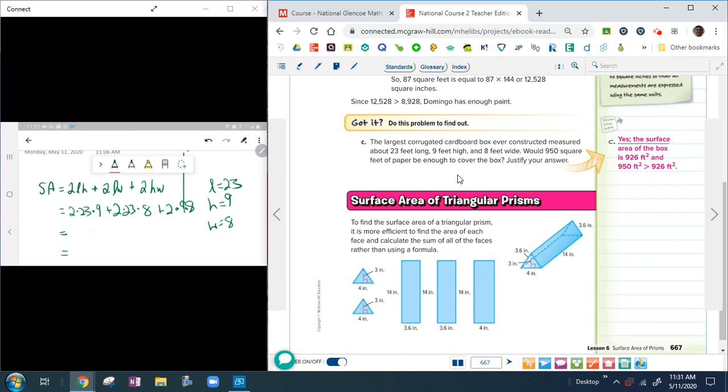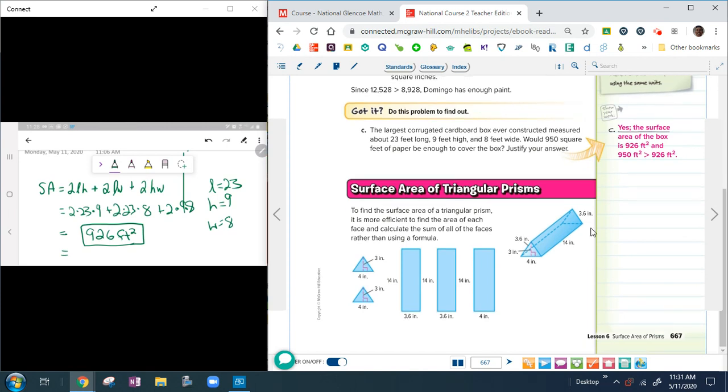So when we add all those up, it comes to 926 feet squared. And they said they had 950 square feet of paper. Don't know where you come up with that much paper, but it looks like the paper we need to cover it is less than the paper we have. So we will have enough to cover it.